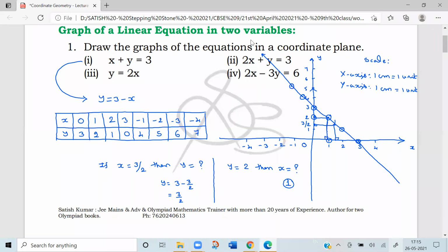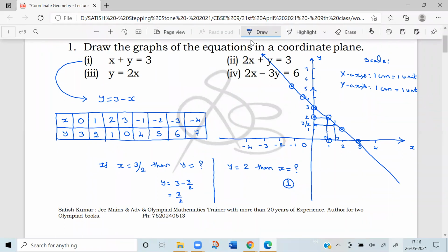Try the second one, all of you. 2x plus y equal to 3. First, you write y in terms of x. Tell me what is y in terms of x? 3 minus 2x. After that, you form a table of values taking some positive numbers and negative numbers, and then plot the ordered pairs. After that, you tell me. I will show you the graph also, whether it is correct or not. Okay. Try all of you now. Have you understood the first one? Yes, sir.